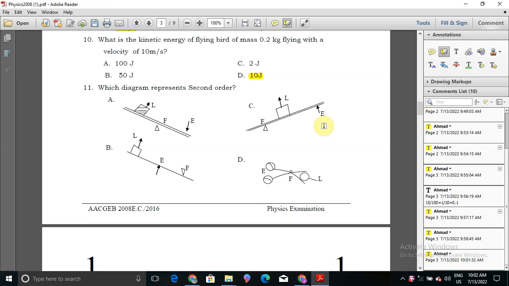First of all, A is the first order of lever. Why? Because load is coming first, and fulcrum is between load and effort, right? And the third order of lever is B, because load is coming first and effort is between load and fulcrum. So the correct answer is C. Why? Because load is between fulcrum and effort, and this is the second order of lever. So the correct answer for question number 11 is choice C.